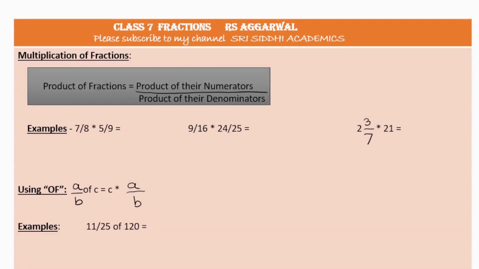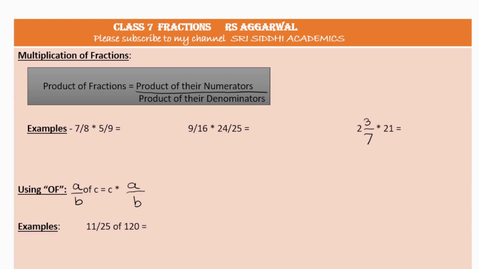Let's start. Now let's start with multiplication of fractions. How do we multiply? How do we find the product of fractions? If there are two fractions or even more than two fractions, we multiply the numerators and we multiply the denominators, and we write the product of the numerators on the top and the product of the denominators in the denominator place. That way we find the product of fractions.